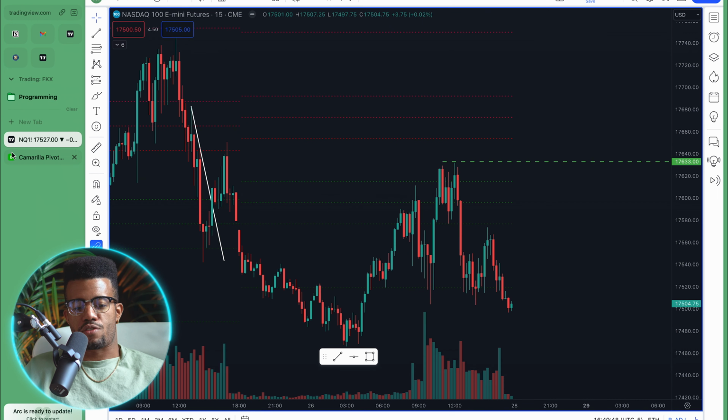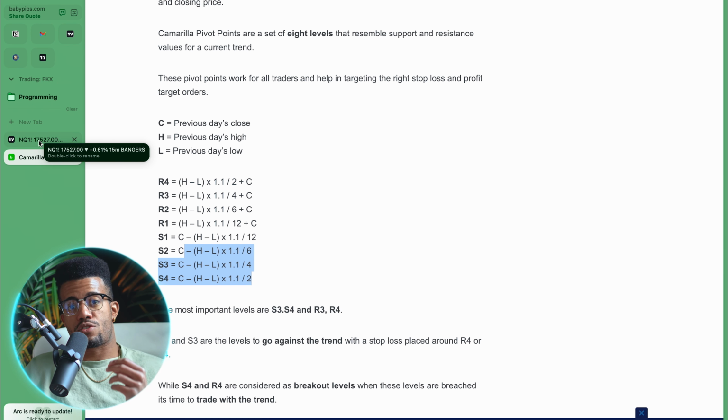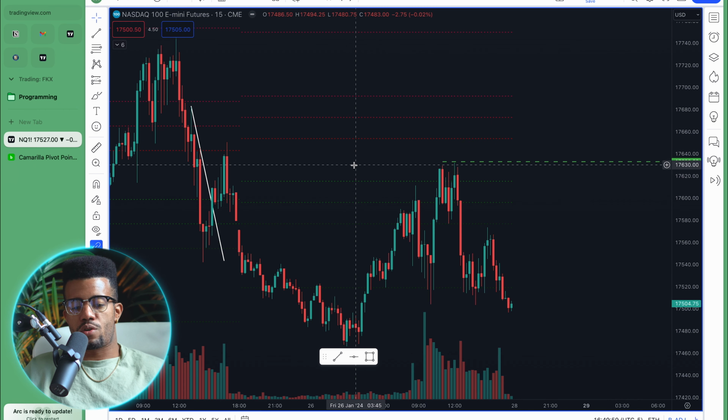And then we also saw that there's some math there, calculating essentially fib numbers off of these levels. So that's how Camarilla pivots are calculated. I plotted one on my chart here.